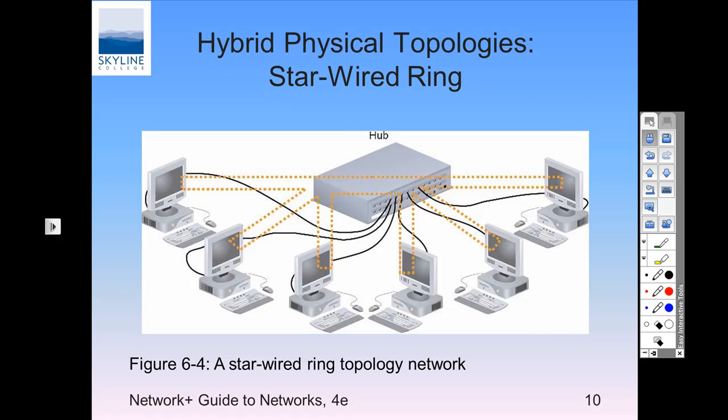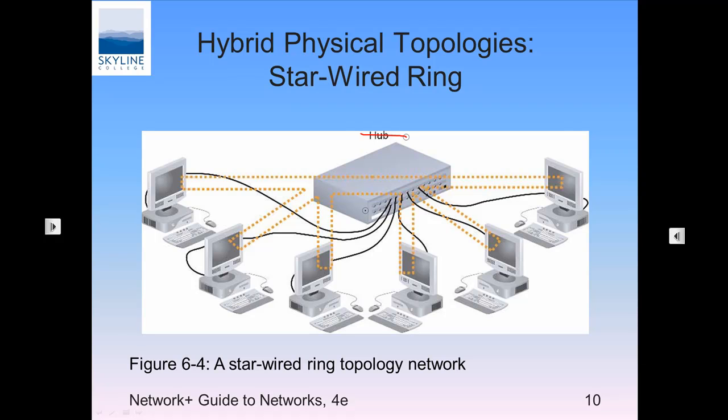Hub, oh excuse me, this says a hub. This should say MAU, a star wired ring. Slow down. Instead of hub here, when you see hub, think Ethernet. When you see MAU, multi-access unit, think token ring.